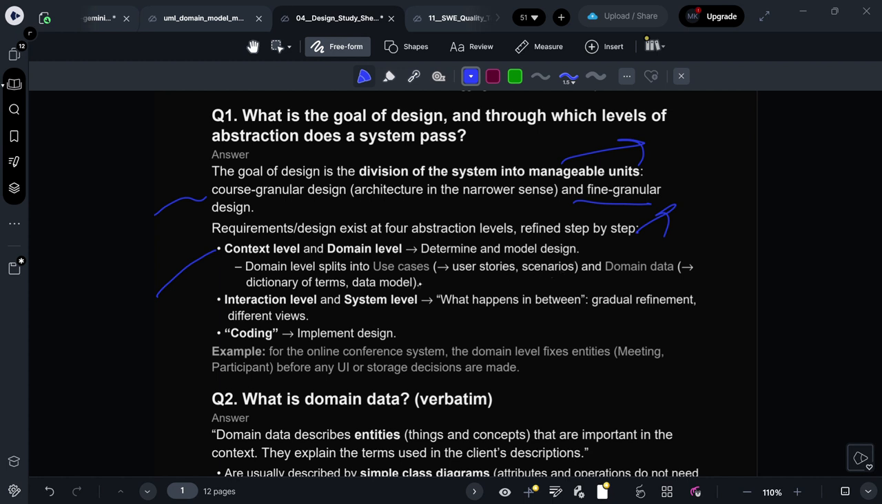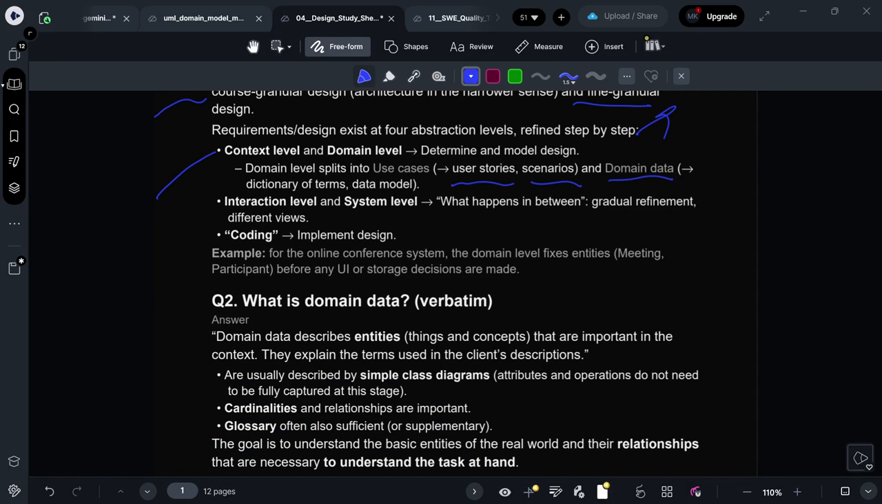The domain level splits into use cases, user stories, scenarios, and domain data, dictionary of terms, data model. Then the interaction level and system level, what happens in between. This is the granular refinement, different views. Then we have coding, which is implement design. For example, in the online conference system, the domain level fixes entities, meetings, participants, before any UI and/or storage decisions are made.